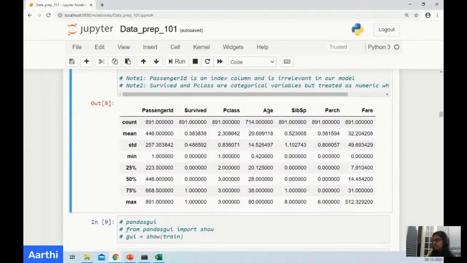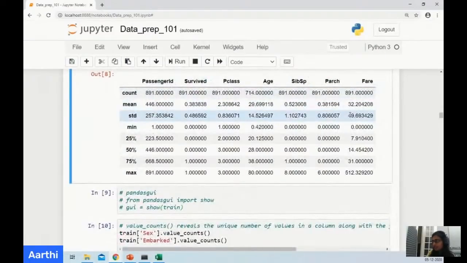And then age is a number that we want to understand. So 714, because the remaining is missing. The average is 29.6. That's the average age of people from our data sets. And it deviates 14.5, so 29 plus or minus 14.5 is the standard deviation from the mean. And then you have the number of siblings, parent or children, and then fare as well. So if you look at these, you can understand how the data is spread.